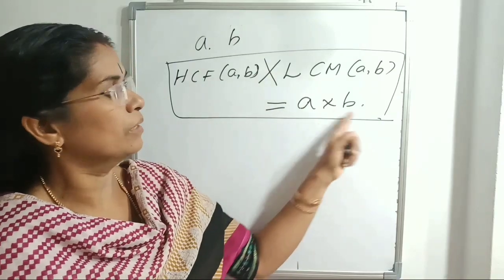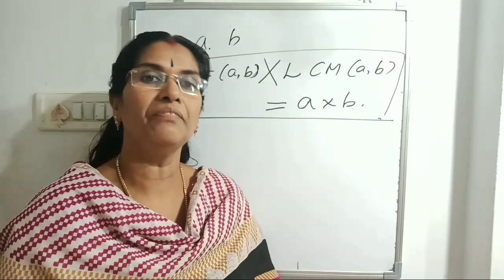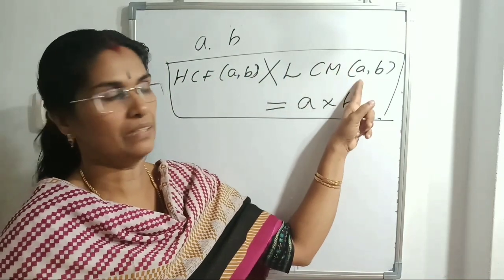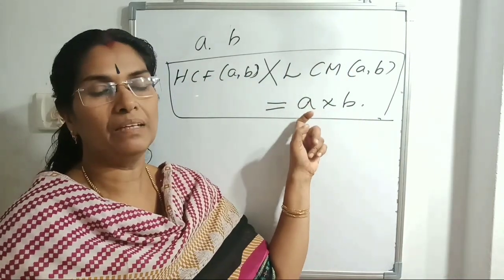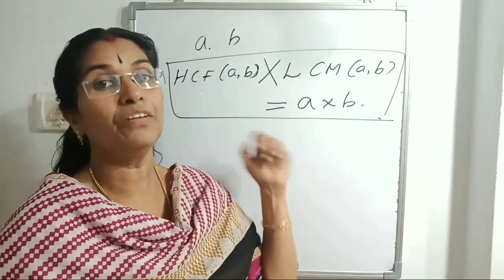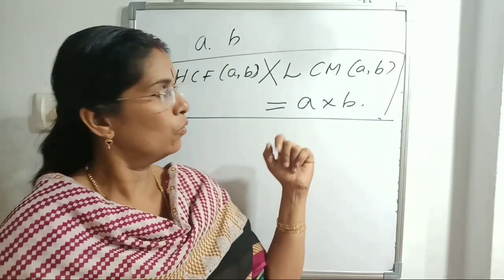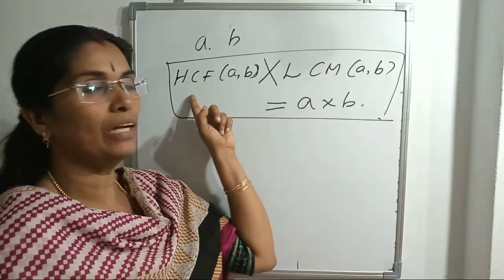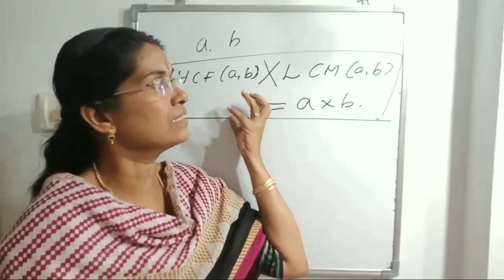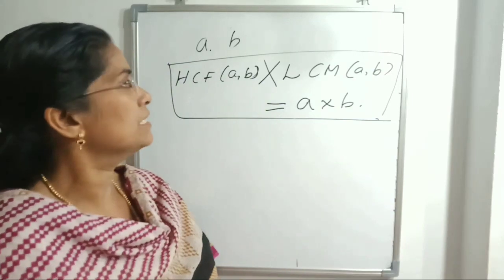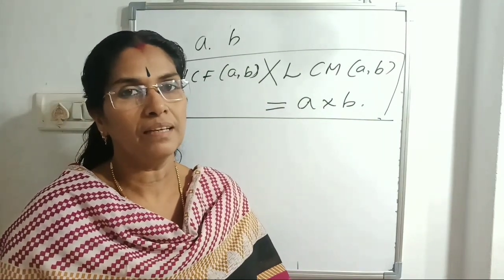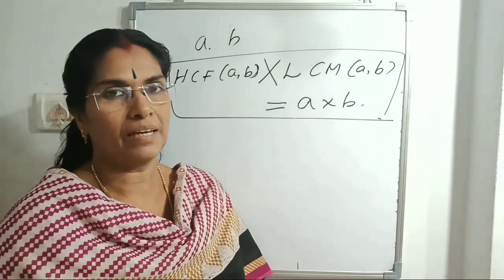Here there are 4 terms. Among these, 3 terms are given, we can find the 4th one. It means HCF is given, LCM is given, and one number A is given, so we can find the number B. Or B is given, A is given, LCM is given, so we can find out HCF by using this equation. This HCF into LCM is equal to product of the given numbers.